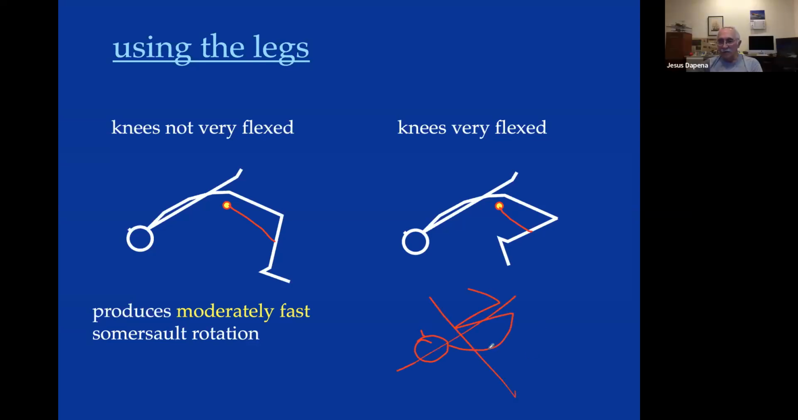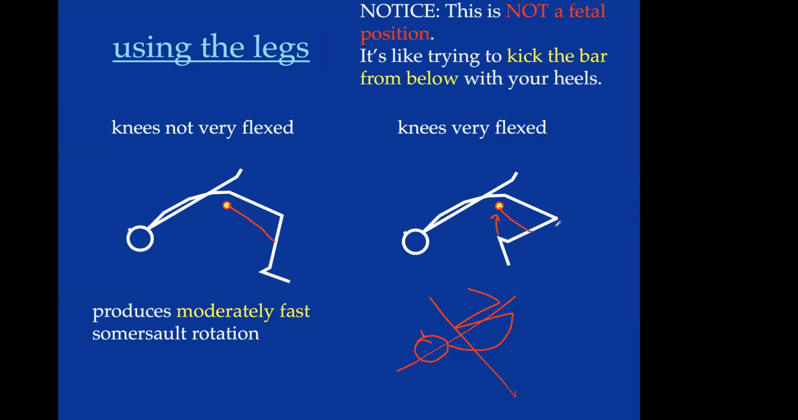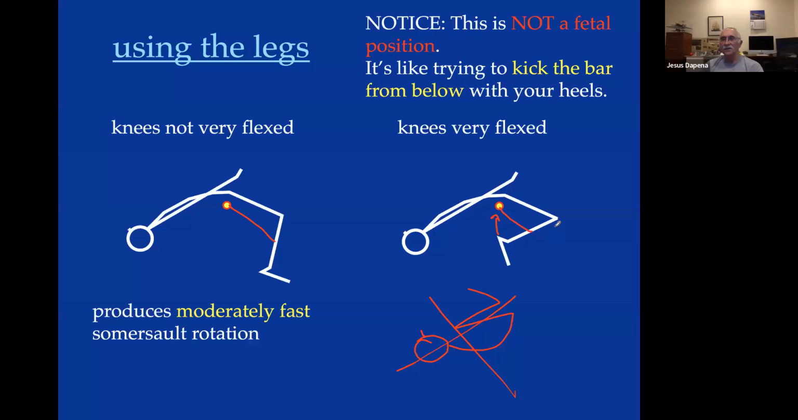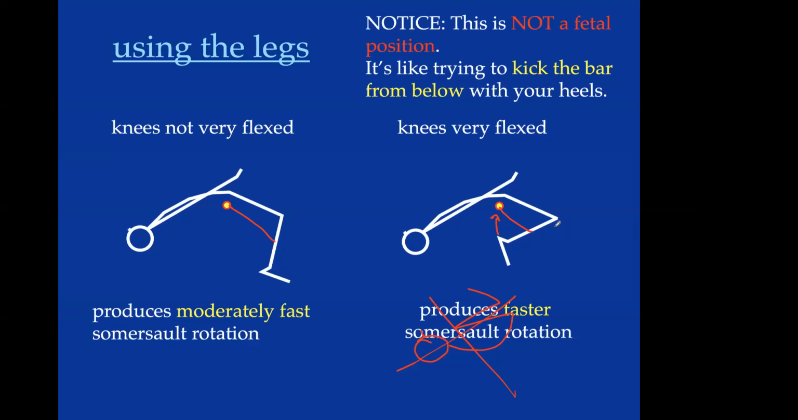We don't want this. We want this position here. And for that, what you can tell the athlete is, when you are at the peak of the jump, try to kick the bar with your heels. Okay, so it's not a fetal position. It's like trying to kick the bar from below with your heels. And this produces a faster somersault rotation.